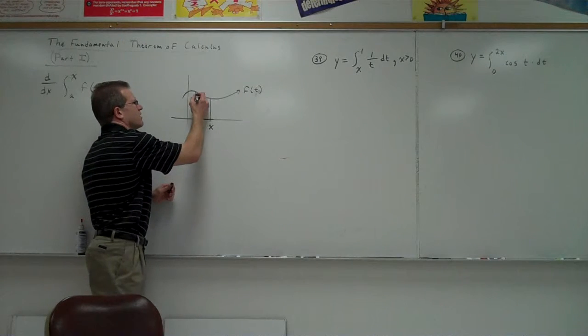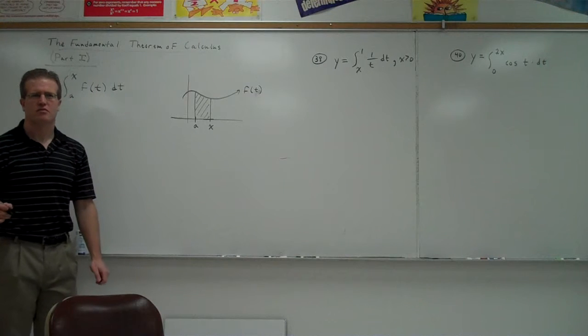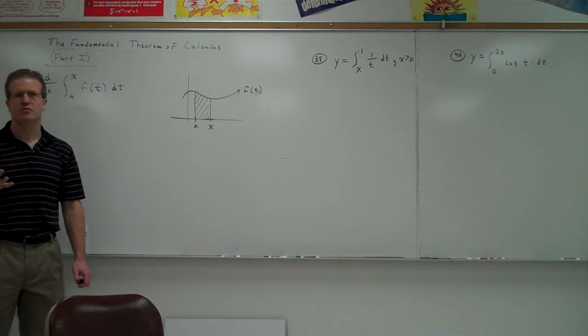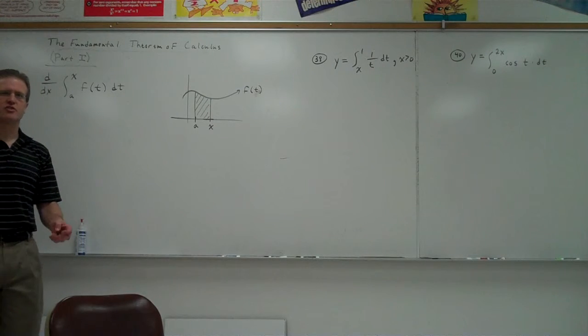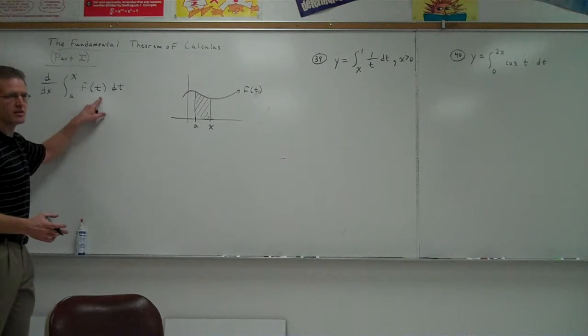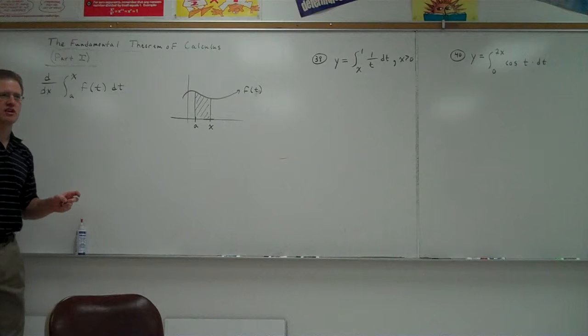Now, what does a derivative tell you about something? Slope, or how fast the function, the rate of change. Another word for slope is rate of change. The derivative tells you the rate of change. So if we do the derivative of this area function here, this is an area function, it's going to tell us how fast the area is changing.